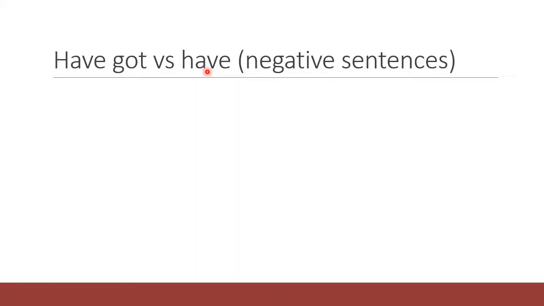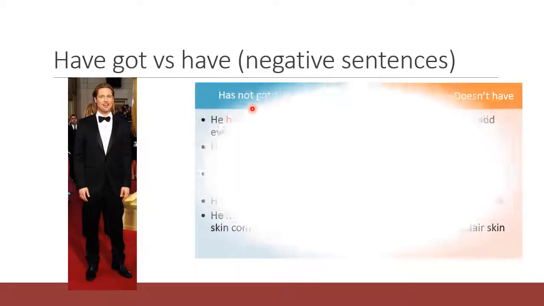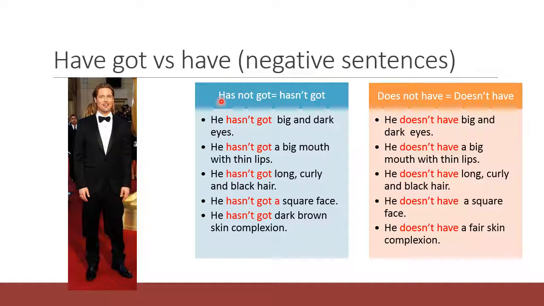Have got versus have in negative sentences. Now we're going to use has plus not plus got, or the short form hasn't got. And talking about the verb have, simple present tense, we have to use does plus not plus have, or doesn't have. Let's check the difference. He hasn't got big and dark eyes, or he doesn't have big and dark eyes. Notice here that when we use the auxiliary in the simple present tense, doesn't, we don't use has anymore. We have to use have, the verb in the infinitive, have.